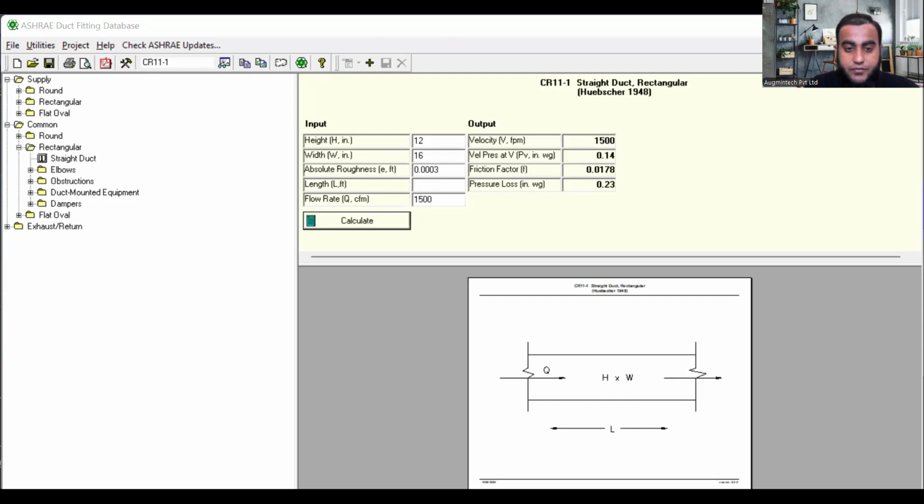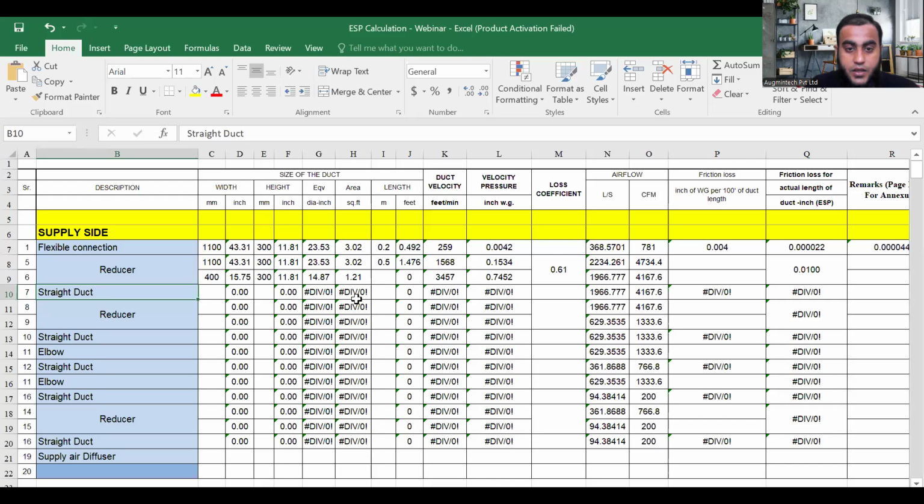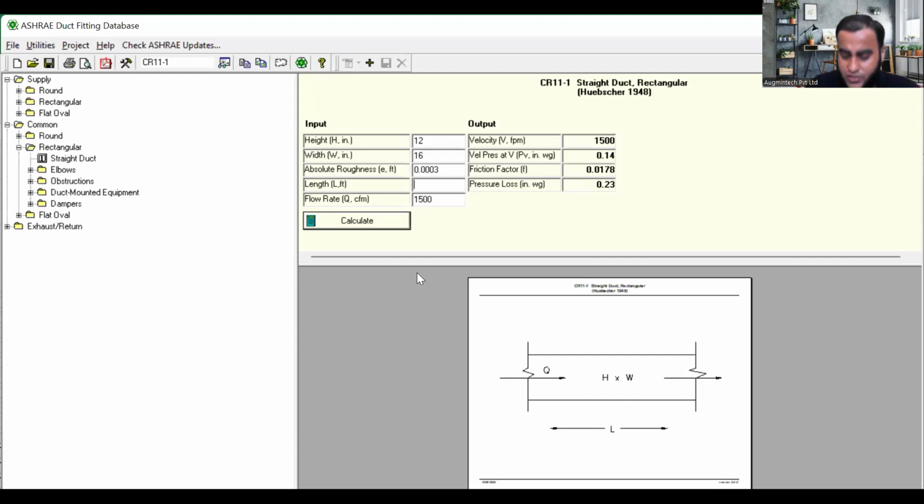In the Excel sheet I have written. In feet, what is our straight duct length? If in meter it is 3.7, just multiply by 3.28. 3.7 into 3.28, you will get near about 12.1. No, I don't want the length in inches. In this software, the length you have to enter in feet. 12 point something. Just write down 12.